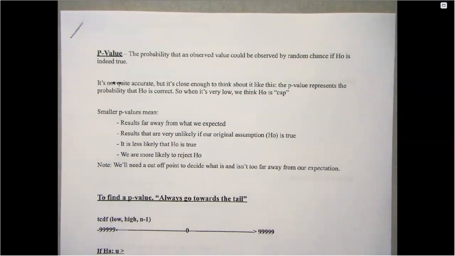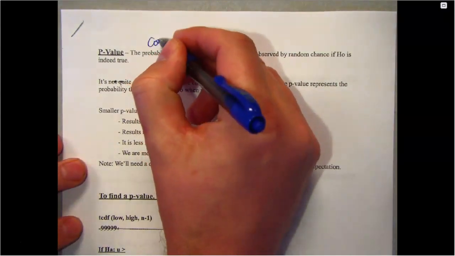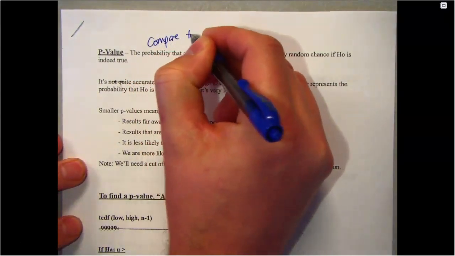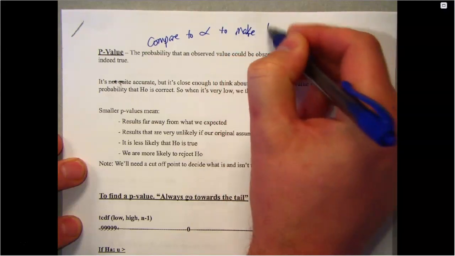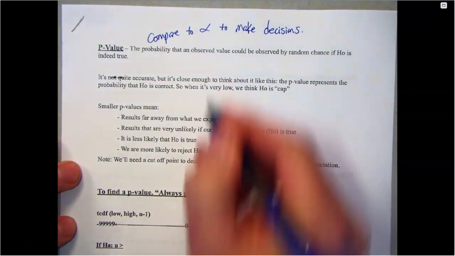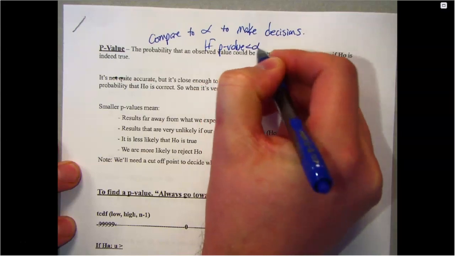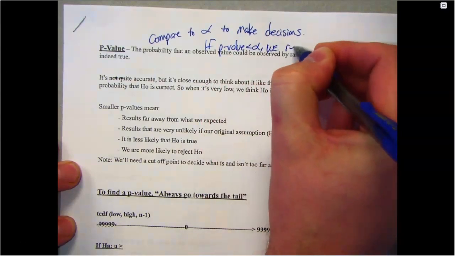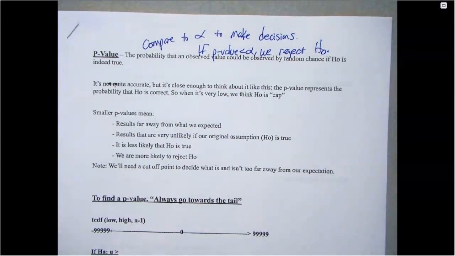So, the p-value is what we use to make decisions. We compare this to alpha. If the p-value is less than alpha, you reject H naught.